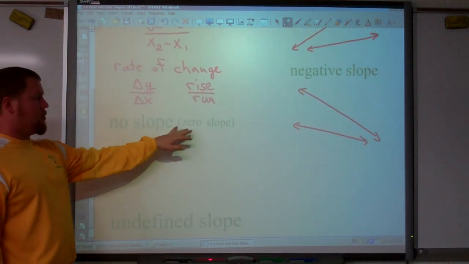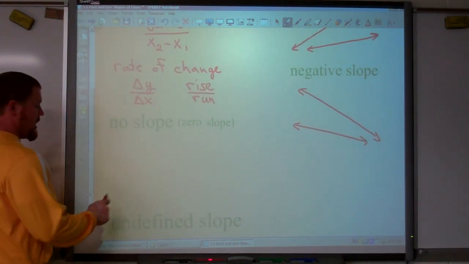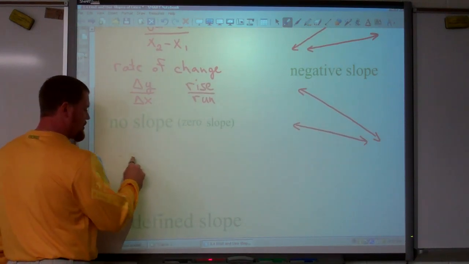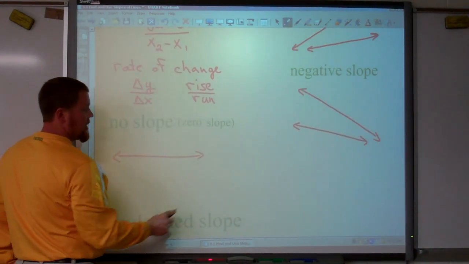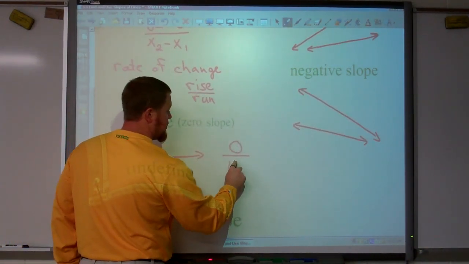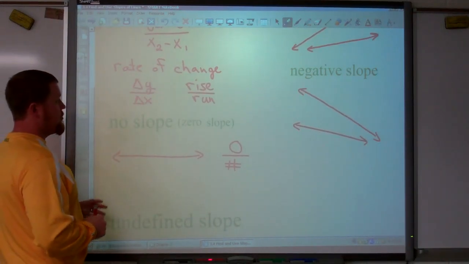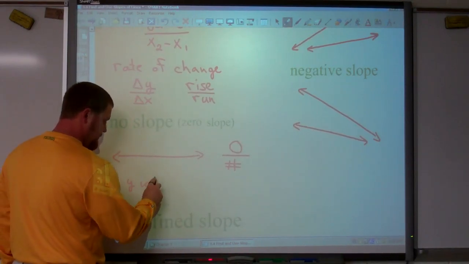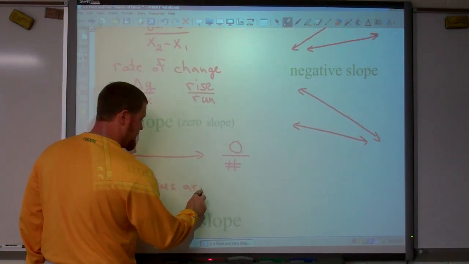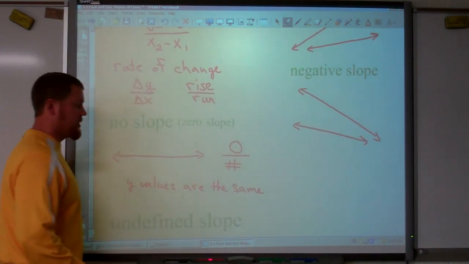If a line has no slope or zero slope, that ends up being a horizontal line. And when you do your slope equation, you get 0 divided by some number. You can determine that when you have your coordinates, the y values are the same for your 2 points.